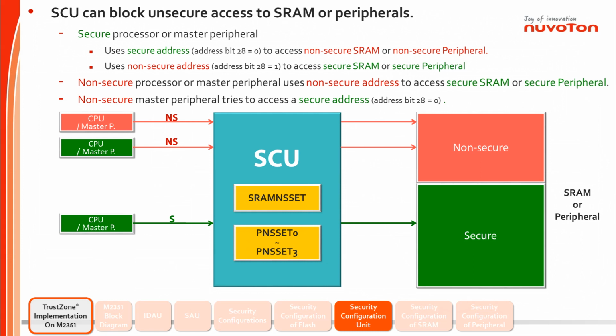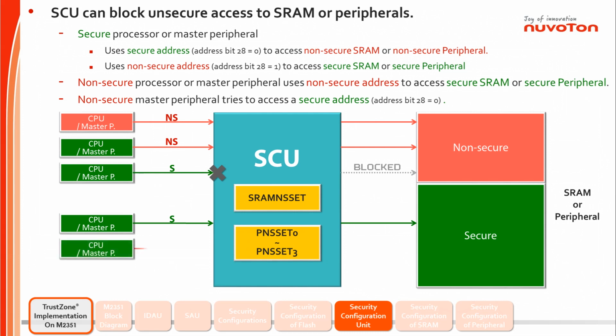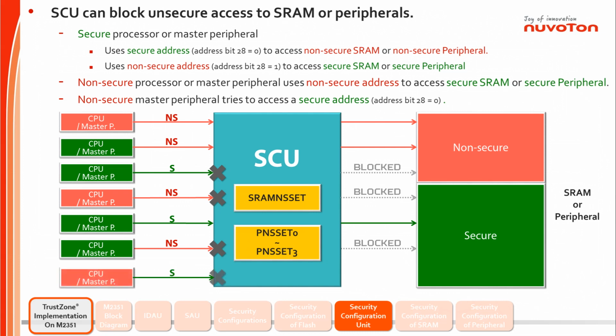There are 4 unsecure access cases. First, a secure processor or master peripheral uses a secure address to access a non-secure SRAM or peripheral. Second, a secure processor or master peripheral uses a non-secure address to access a secure SRAM or peripheral. Third, a non-secure processor or master peripheral uses a non-secure address to access a secure SRAM or peripheral. Fourth, a non-secure master peripheral tries to use a secure address.